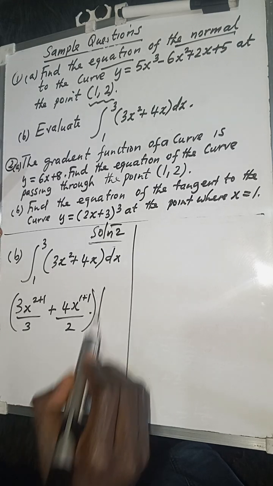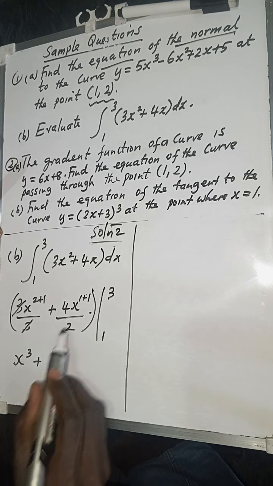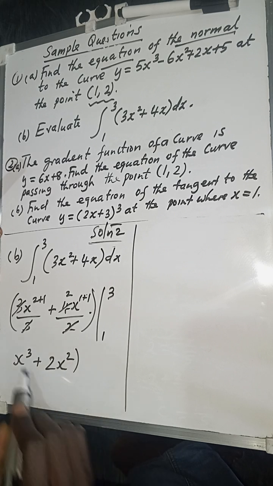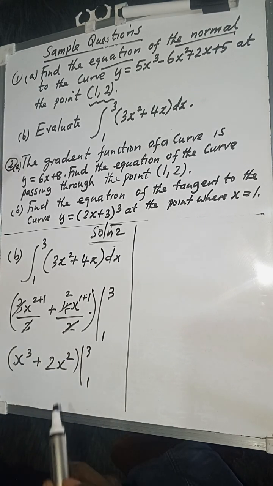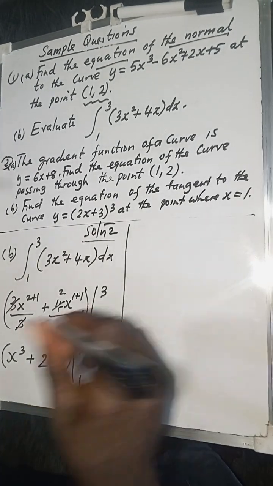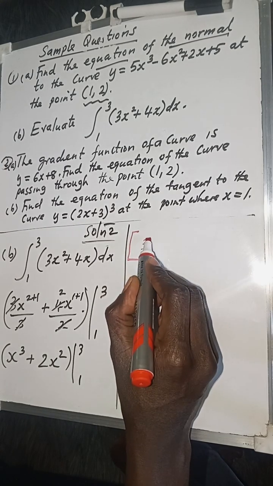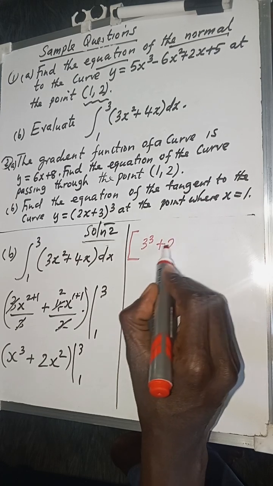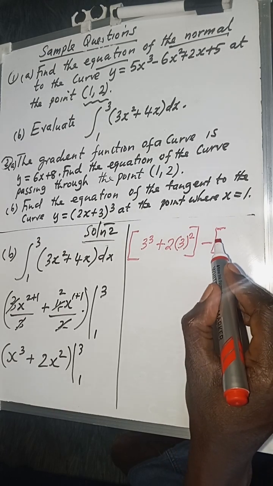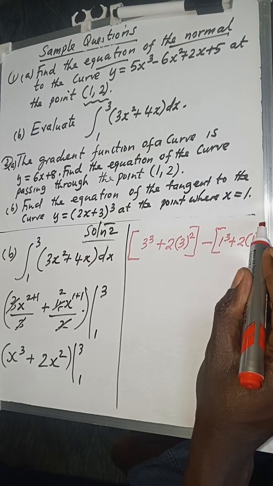Of course, whatever we have, the upper limit 3 and the lower limit 1. So we can reduce that. It will be x raised to the power 3 plus 2x raised to the power 2. So this is what we have, and we include the limits. So we can replace the upper limit minus the lower limit. So the upper limit, when we replace, it is going to be 3 raised to the power 3 plus 2 multiplied by 3 raised to the power 2, minus what we replace from the lower limit. So it will be 1 raised to the power 3 plus 2 multiplied by 1 raised to the power 2. So that's what.